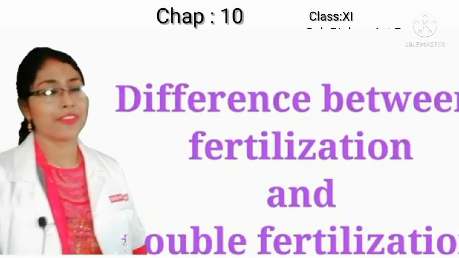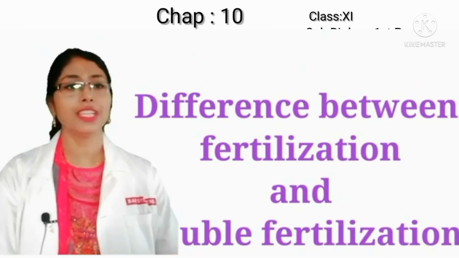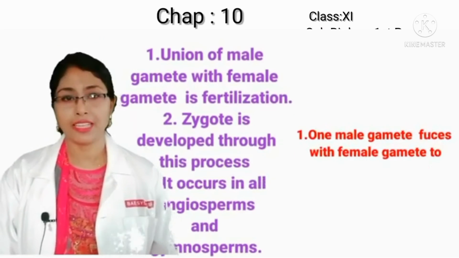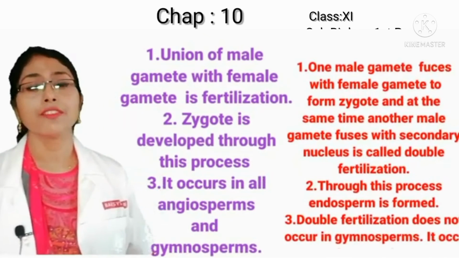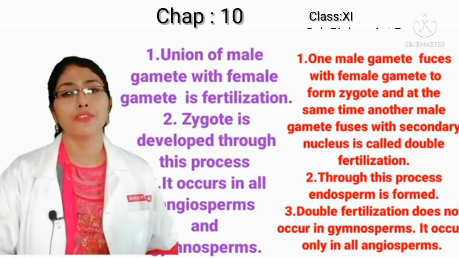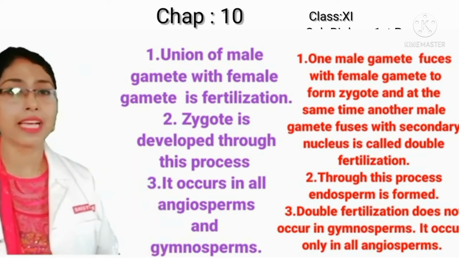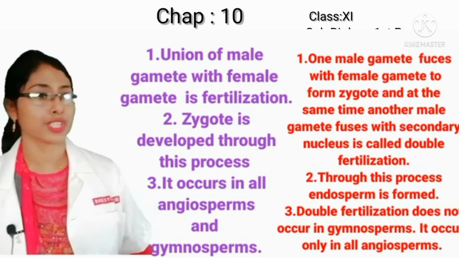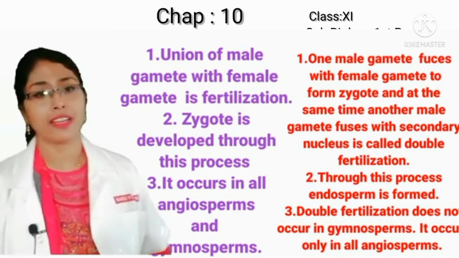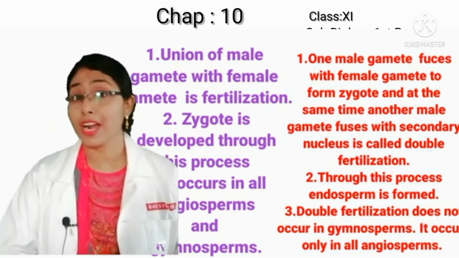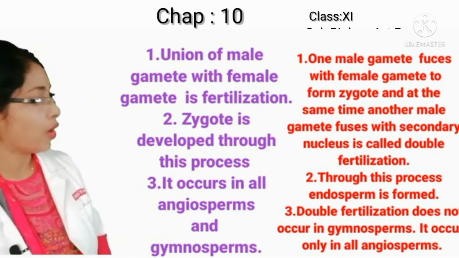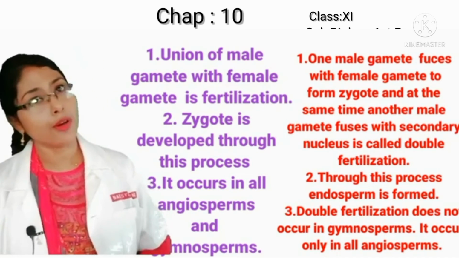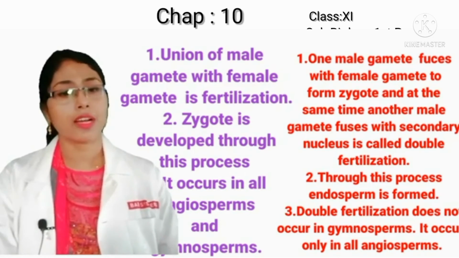Okay, difference between fertilization and double fertilization. Union of male gamete with female gamete is fertilization, and one male gamete fuses with female gamete to form zygote, and at the same time another male gamete fuses with secondary nucleus is called double fertilization. Through this process zygote is developed, and through this process endosperm is developed. It occurs in all angiosperms and gymnosperms. It occurs only in angiosperms. It doesn't occur in gymnosperm.